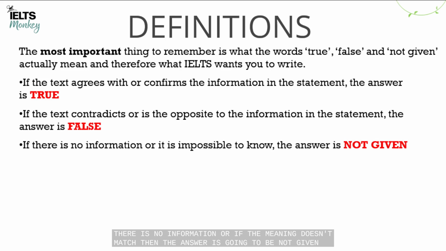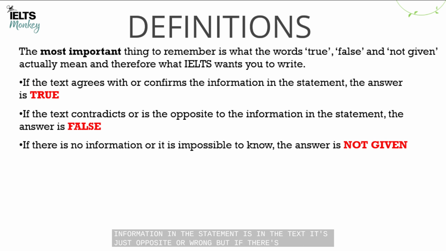Now finally, if there is no information, or if the meaning doesn't match, then the answer is going to be not given. And we're going to talk about how one of the biggest mistakes I see students make is choosing between not given and false. The reason this is a big mistake, and we'll show you in the example later, is that when you have a false answer, it means that the information in the statement is in the text. It's just opposite or wrong.